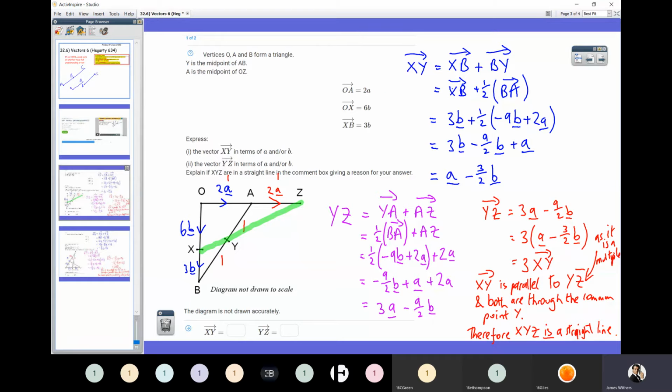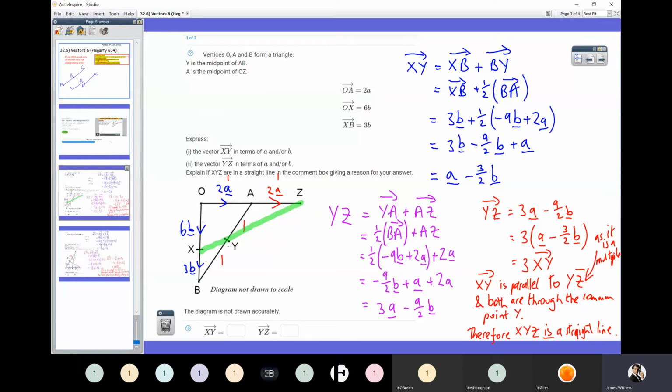I forgot to write it in; I should have written this bit in first. You would say YZ is 3 lots of XY, and therefore because they are a multiple of the same vector, you can conclude that XY is parallel to YZ. But then you've got to put in this bit down here at the bottom. You've then got to say that both of them go through the common point Y, and therefore they are on a straight line.